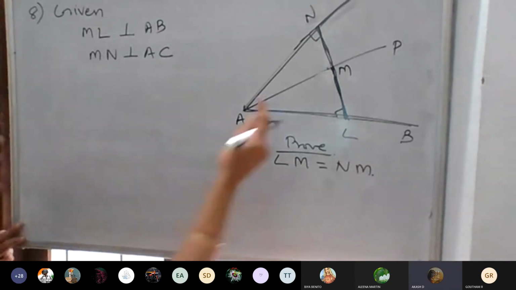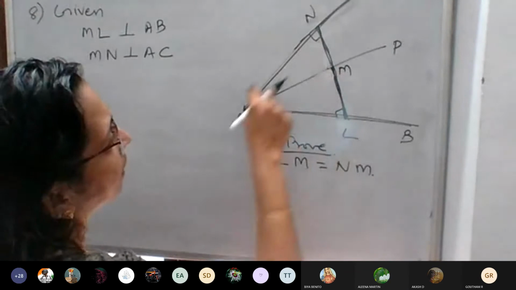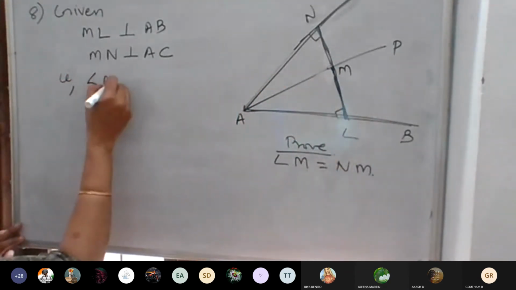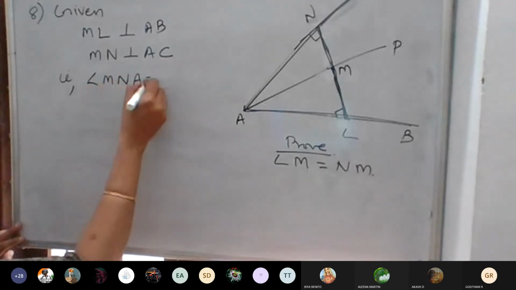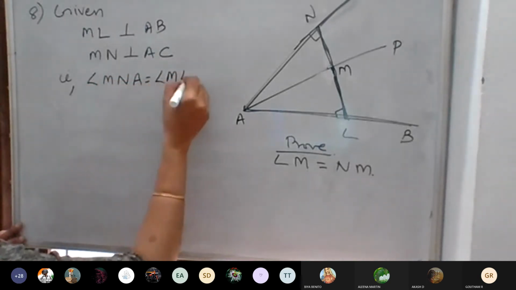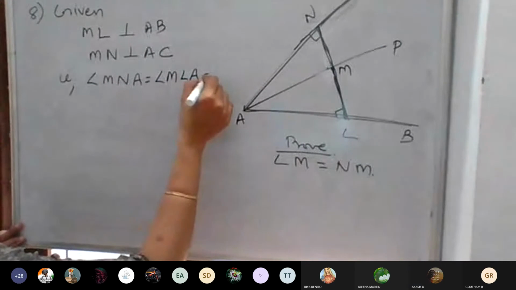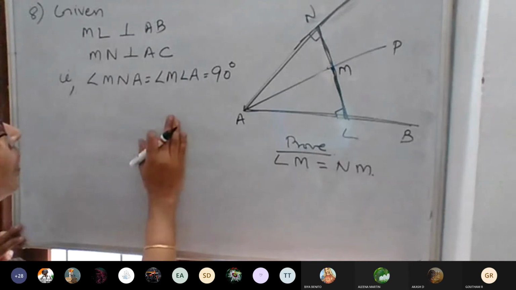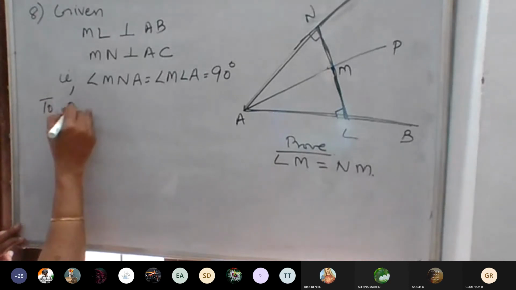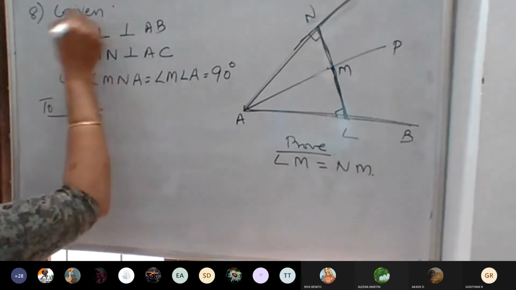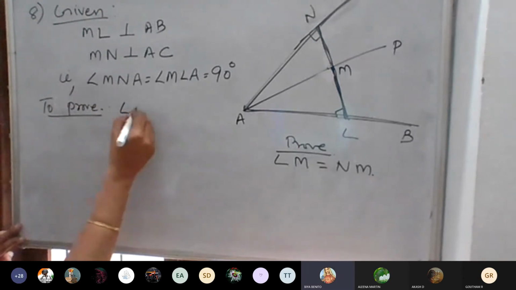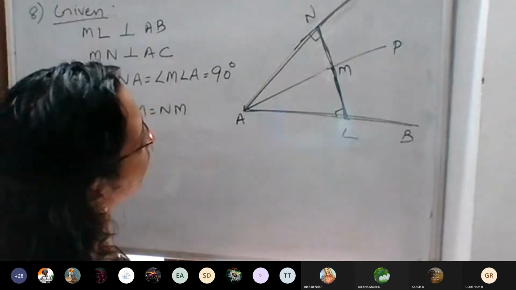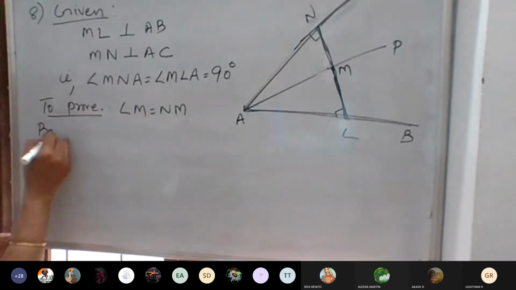If needed, we can write angle MNA is equal to angle MLA is equal to 90 degrees. That is the meaning of perpendicular, no? Then what do we have to prove? LM is equal to NM.